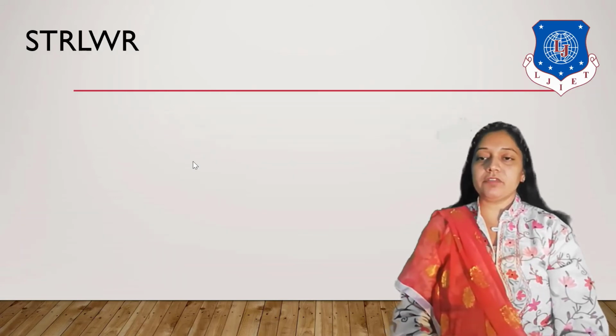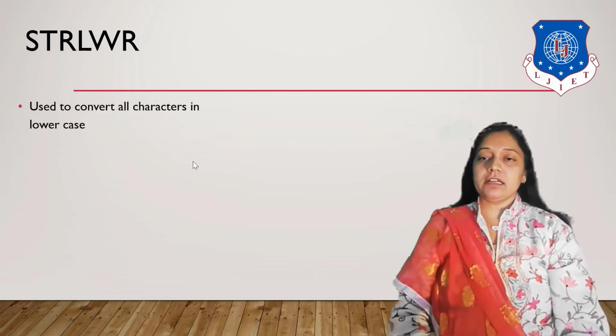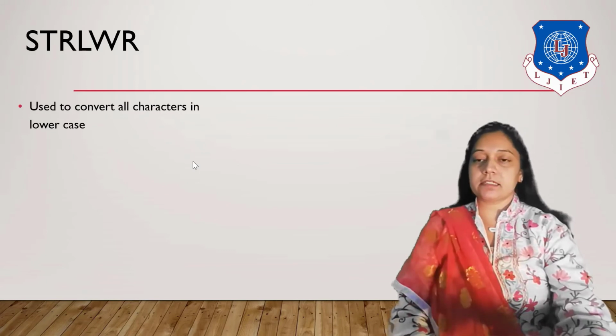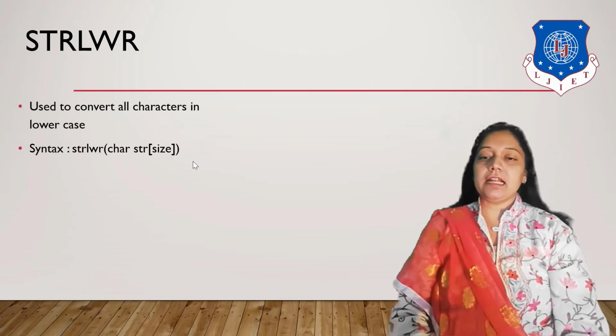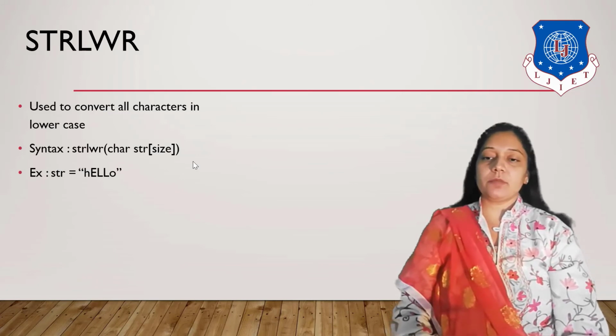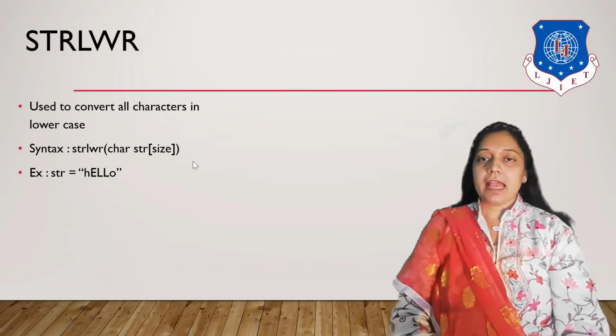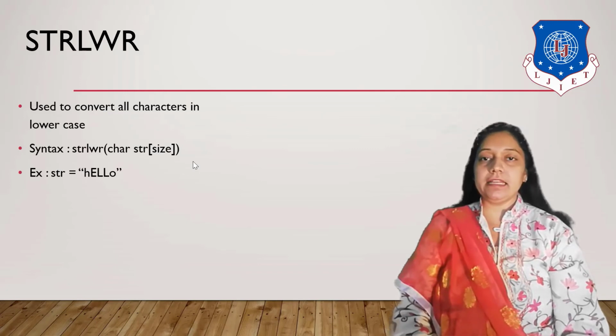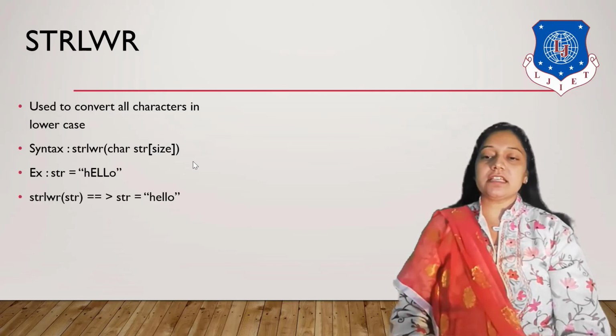The next is again a simple function, that is strlwr. It is used to convert all the characters of a string into lowercase. The syntax for this is strlwr, in the bracket pass a character array whose characters you want to convert. Say, for example, I have in str, H, capital E, capital L, and small o. So here you can see that a few characters are in small letters and a few characters are in capital letters. When I use the strlwr function on this string, I'll get all the characters in small letters.